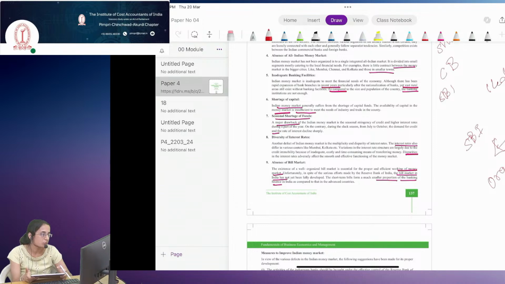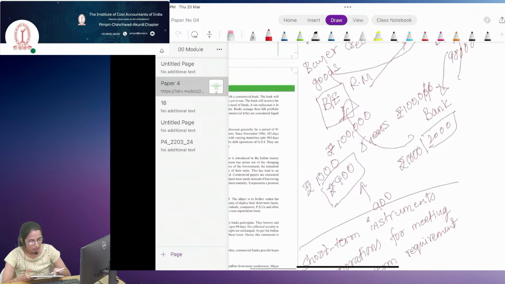Bill market means what we saw, those bills of exchange, right? Bills receivable, buyer, seller. You recall, Sheila? Yes, ma'am, we saw. Now here, there is a seller, there is a buyer.